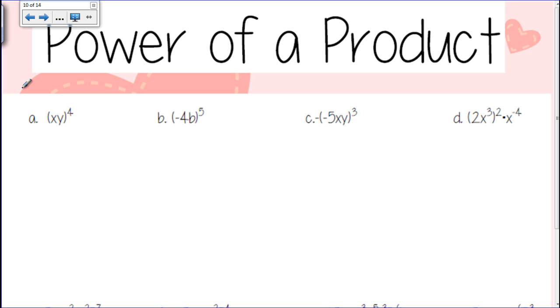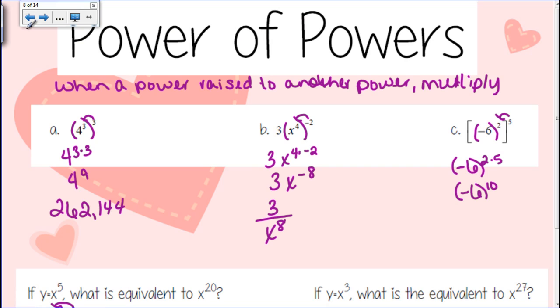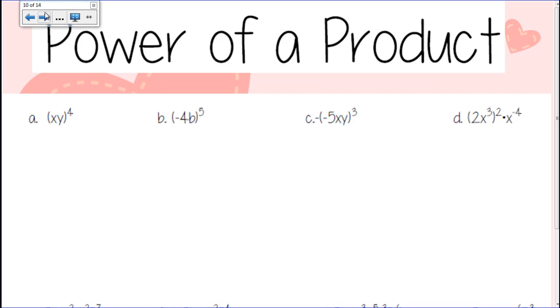That's when I have a product, so I have two things being multiplied, and all of that is taken to a power. This is a lot like the last rule that we just did with the power of powers, except that I'm going to have more than one thing being raised to the power. And so in this case, it's still a distribution. I'm going to multiply exponents, and I'm going to be distributing that exponent into everything inside the parentheses just like before. So like example A, I have x times y to the 4th power.